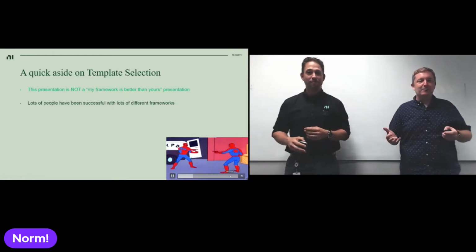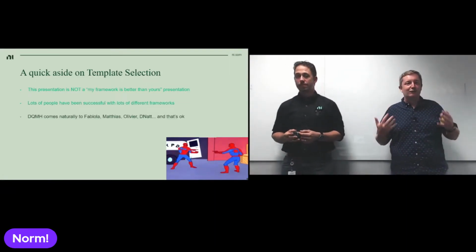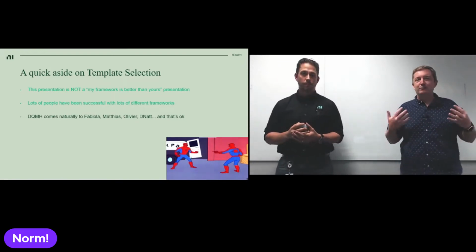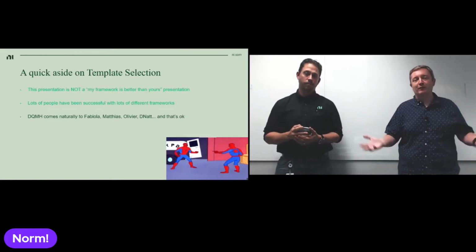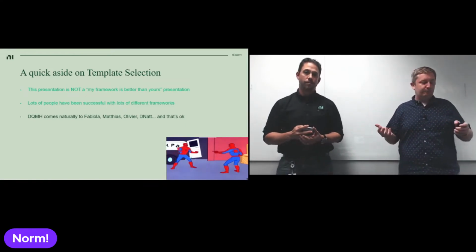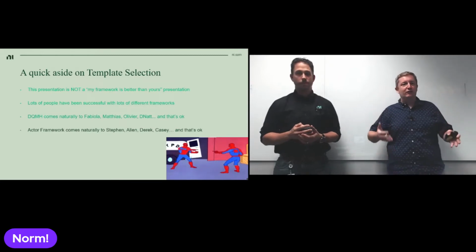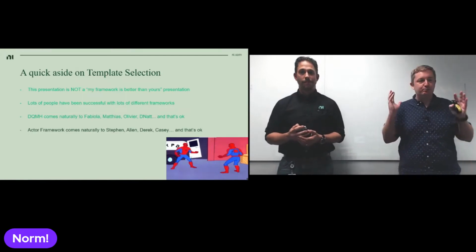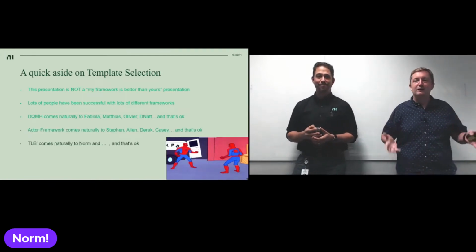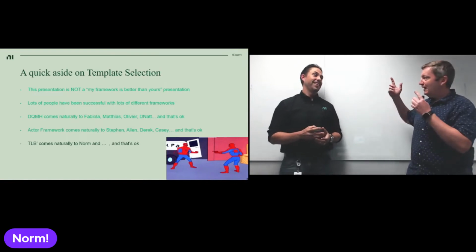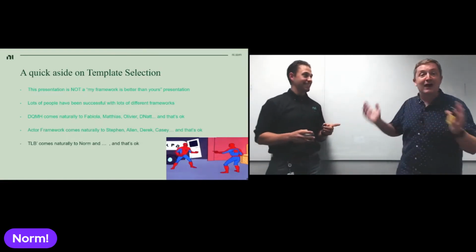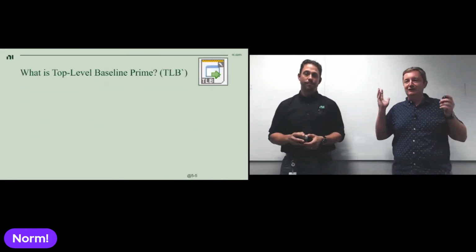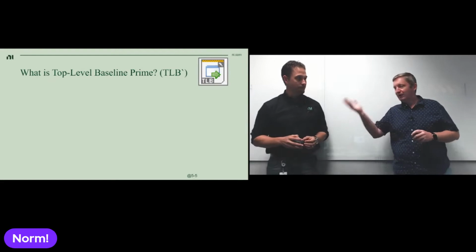Take DQMH, for example. That is a framework that comes naturally to Fabiola, obviously, because she wrote it, and Matthias and Olivier and me. That's just the framework that comes naturally to us, and that's okay. Actor Framework comes naturally to Stephen and Alan and Derek and Casey and all sorts of other AF developers, and that's okay. Both frameworks, very good, very successful. TLB Prime comes naturally to Norm. There's more. And that's okay, all right? So my point stands here. We definitely all need to get out of this whole my framework's better than yours. So let's hear about TLB Prime.